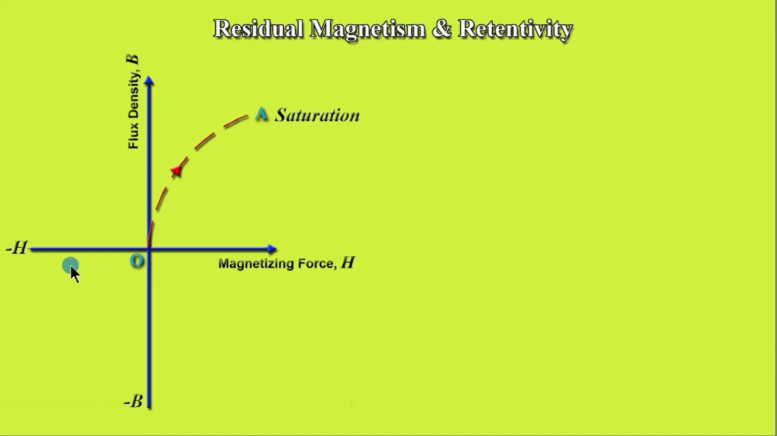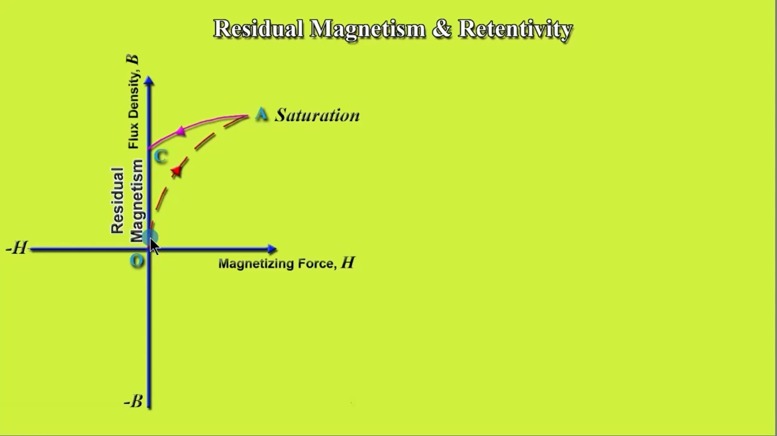Residual magnetism and retentivity. When we studied that BH curve, when magnetizing force is applied, the flux density increases along the curve OA and it saturates at point A. After A, even if magnetizing force is increased, it remains at the same level. Suppose we are reducing the magnetizing force, it will not follow this path, but it will reduce along the path AC. This is because the core retains some magnetic flux even after removing the magnetizing force we have applied.